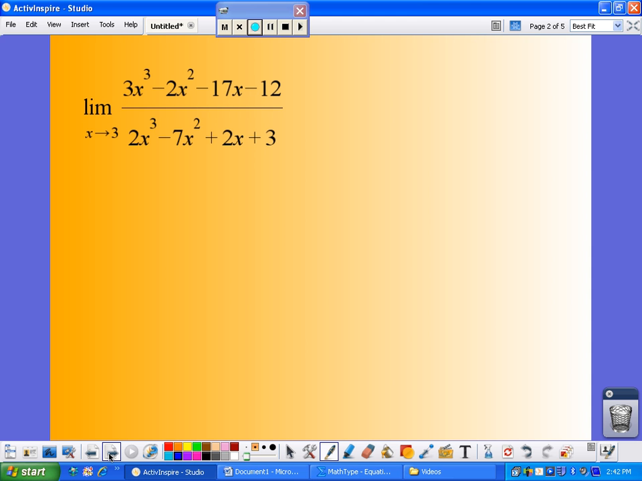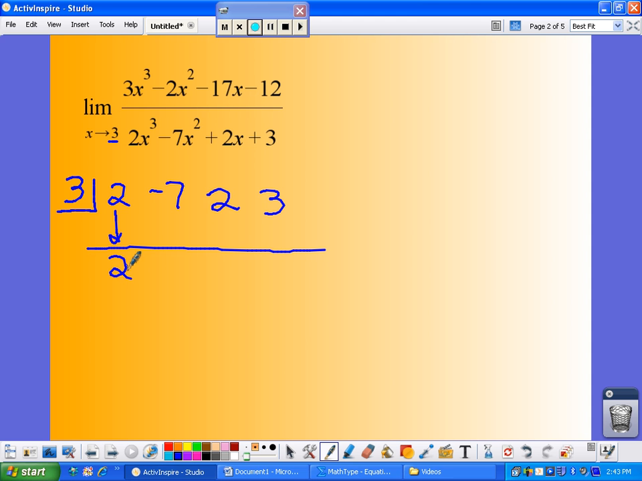I don't look forward to doing that. But what I could do is just plug it in using synthetic division. So remember, I'm thinking that if 3 makes this polynomial in the denominator equal 0, then it must have a factor of x minus 3 in it. So 3 would go in my box, just like it is in the limit right there. And then I have 2x cubed minus 7x squared plus 2x plus 3. And you must account for every power of x, which we did. So dropping down the 2, I get 3 times 2 is 6. Add -7. Oh, -1. I can't add.